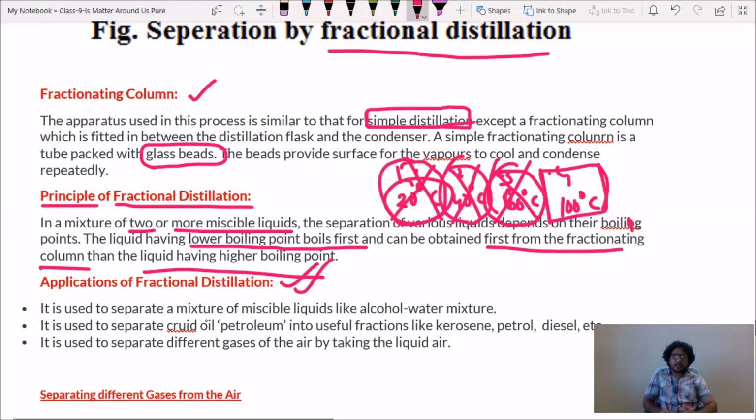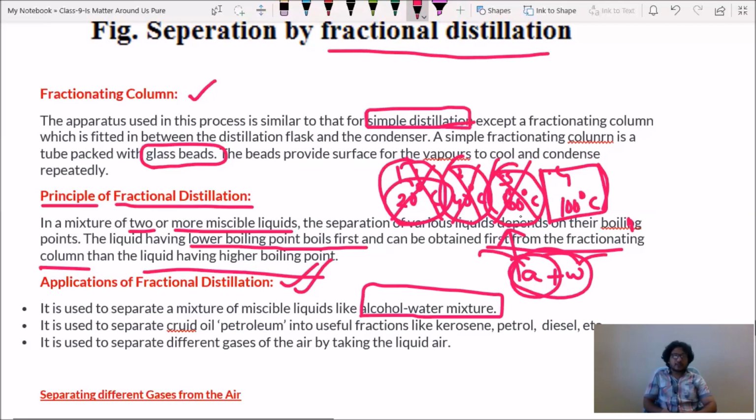It is used to separate mixtures of miscible liquids like an alcohol and water mixture. The same as in the simple distillation technique, you can use it. If you mix alcohol and water and want to separate them, you can heat it at some particular temperature. This alcohol can be evaporated, and you can collect that alcohol separately.